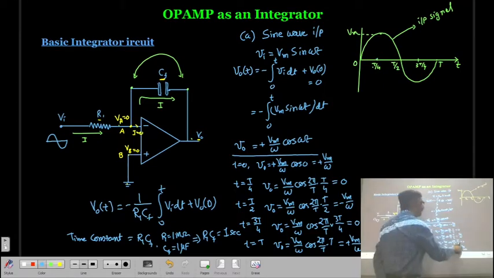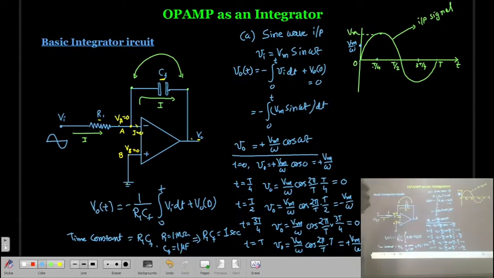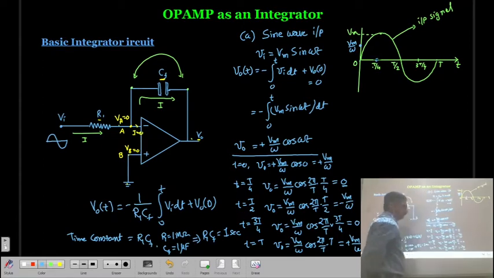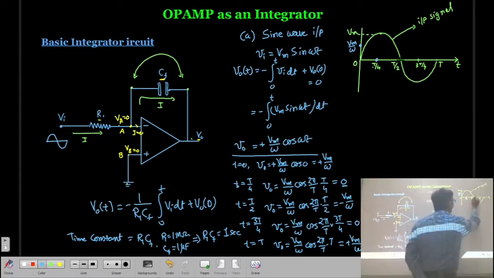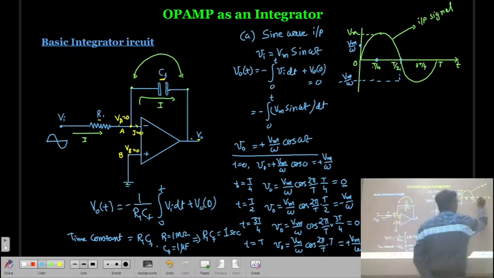So if we put these different values, at t equal to 0, what is the output voltage? It is Vm by omega. Now at T by 4, the output voltage is 0, so another point is there. At T by 2, it is minus Vm by omega. So somewhere here you can have minus Vm by omega, correct, at T by 2. Then at 3T by 4, the output voltage is 0, and at T we have the output voltage of Vm by omega.